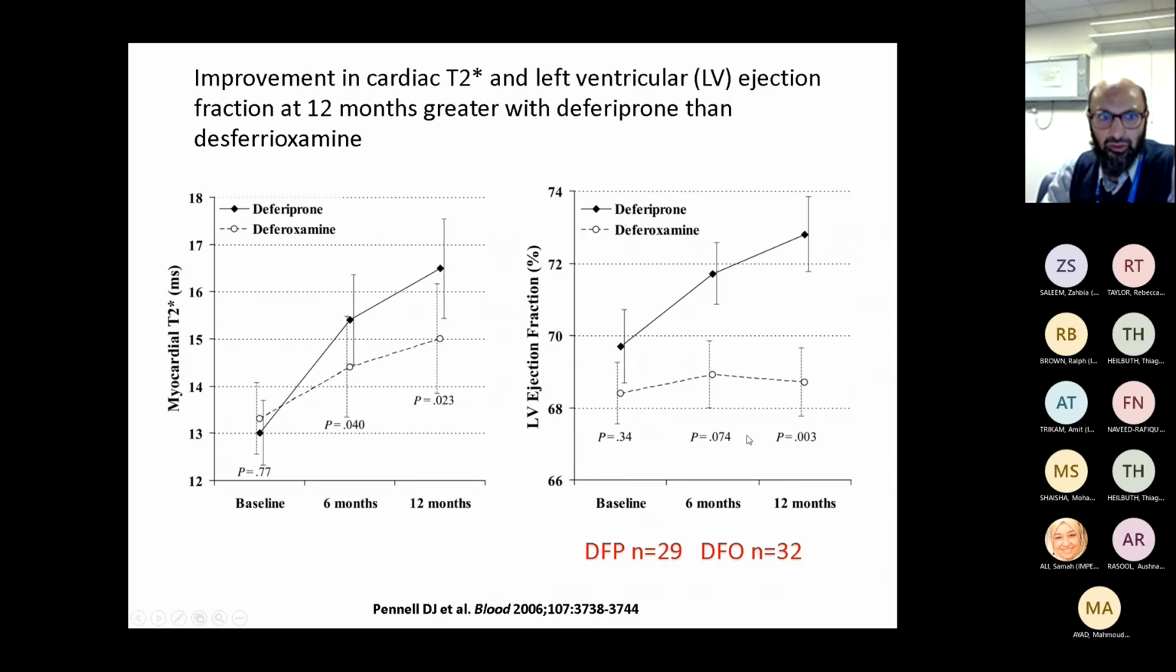And here, just to show you the differential effects on cardiac iron overload of deferiprone compared to desferrioxamine. So you can see here the T2 star improves considerably more in patients who are taking deferiprone as opposed to desferrioxamine, and the improvement in ejection fraction is also greater in patients on deferiprone.